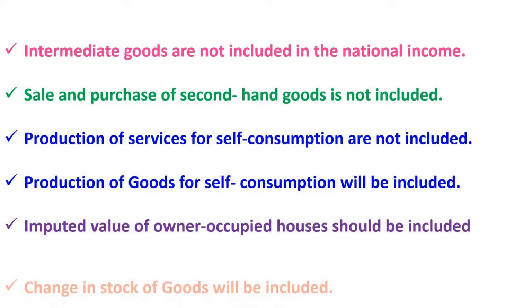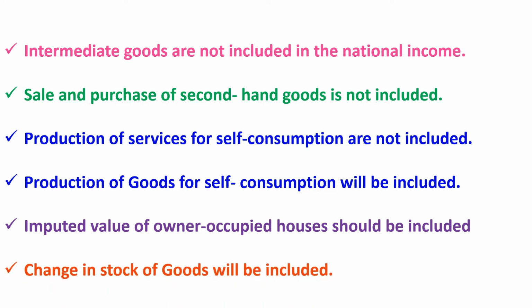Change in stock of goods will be included. Net increase in the stock will be included in national income as it is part of capital formation. Always keep in mind that there is depreciation of capital. So if we have to calculate gross value added, then add change in stock, and if we have to calculate net value added, or any net aggregate, then exclude depreciation.